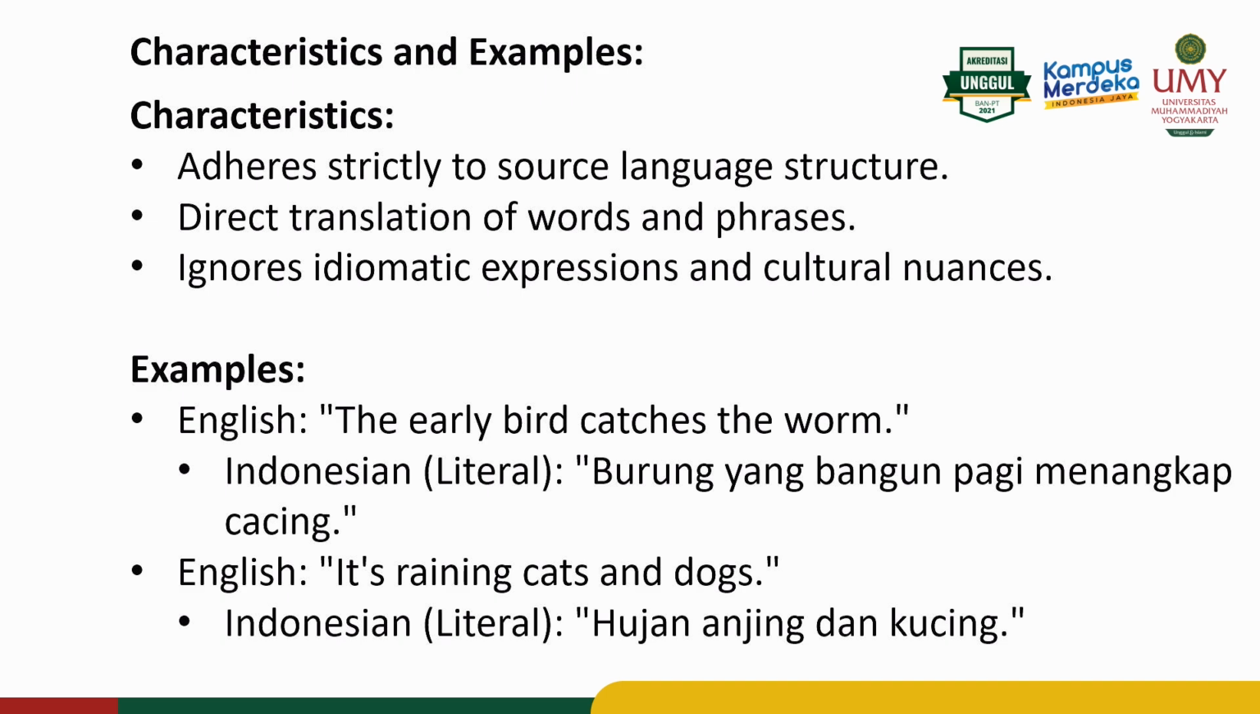In English, we say it's raining cats and dogs. In Indonesian, the literal translation is hujan anjing dan kucing. This is literal translation. Now the advantages and limitations.